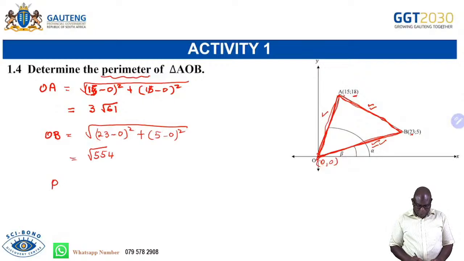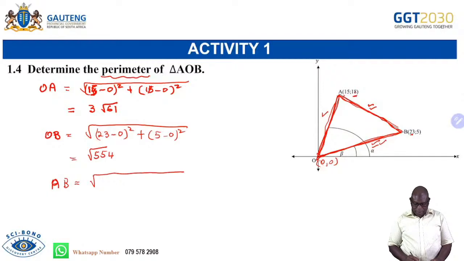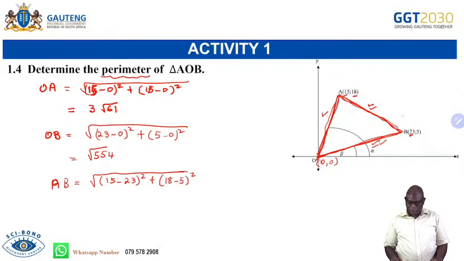Same applies to the length of AB. I'll do the same with the length of AB because I need all the lengths for me to get the perimeter. So the length of AB, I'll go the square root of 15 minus 23 squared plus 18 minus 5 squared. So it's 15 minus 23 and 18 minus 5. Then from there, the answer that I'm going to get will be the square root of 233.